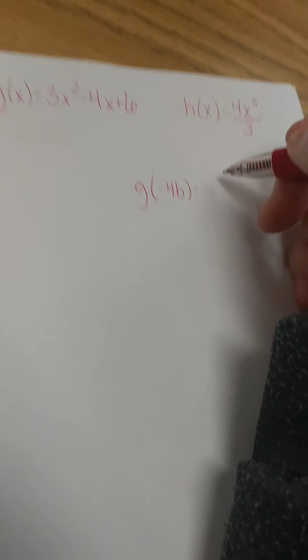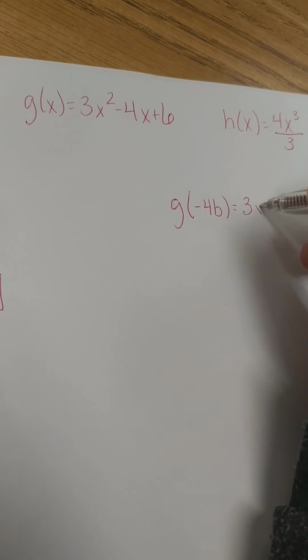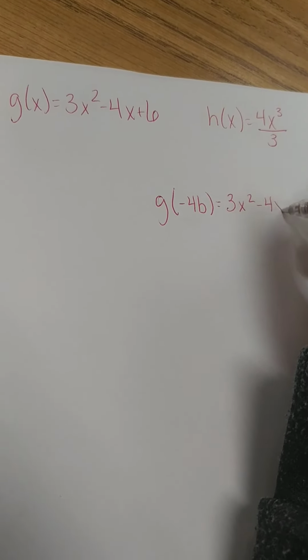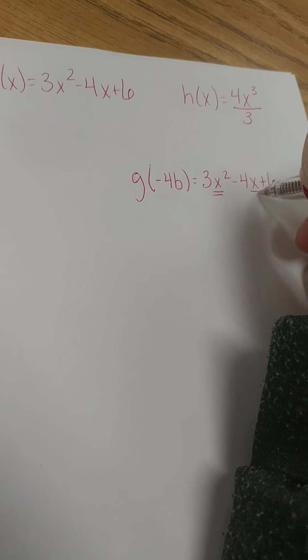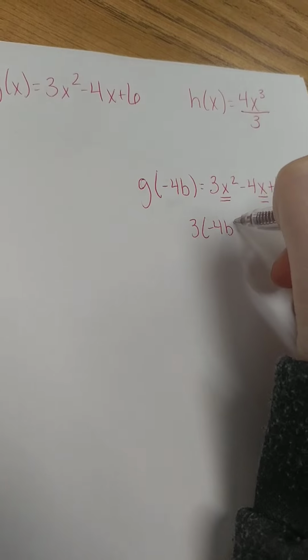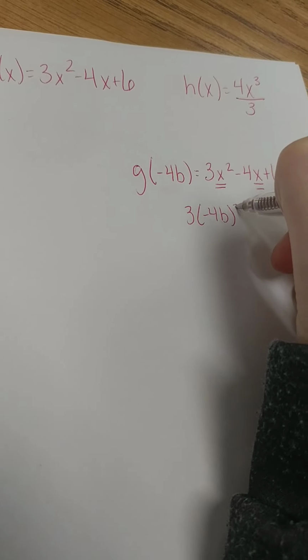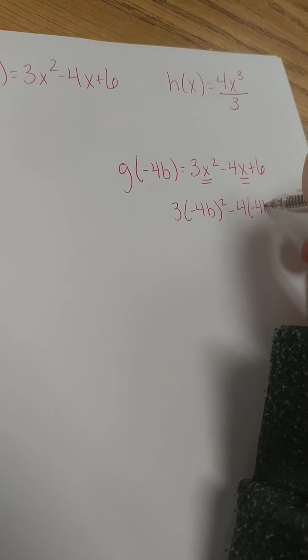Let's say this is the problem. So we would bring down function g. And then everywhere we see an x, you're going to substitute it with this negative 4b. The square goes on the outside because it is not a part of what we're substituting.